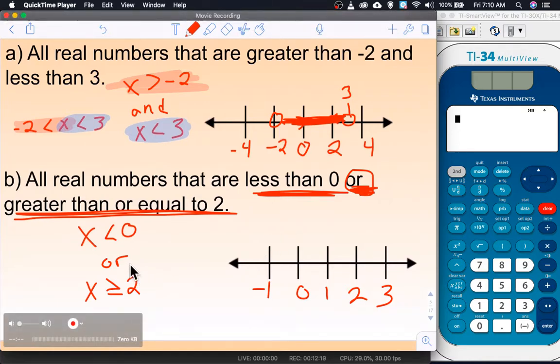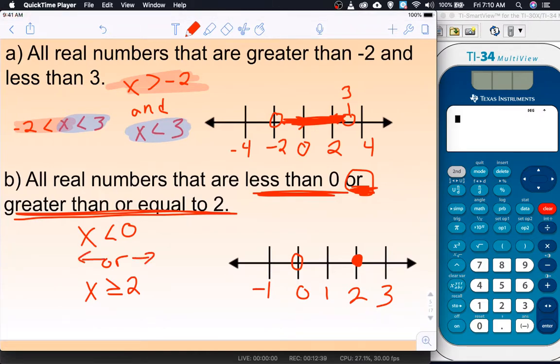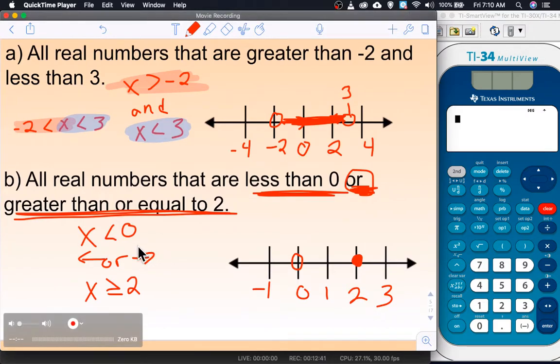All right, let's see. I'm going to put my dots. So 0 gets a hollow dot. Jump. 2 gets a solid dot. And my shade. Now, I can guess, because this is an OR inequality, I'm probably going to be shading on the outside. But I like to check it.